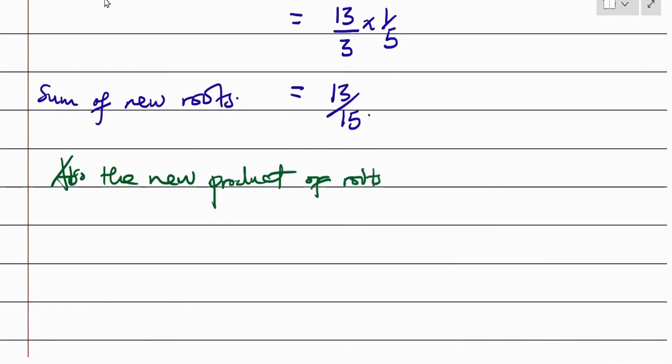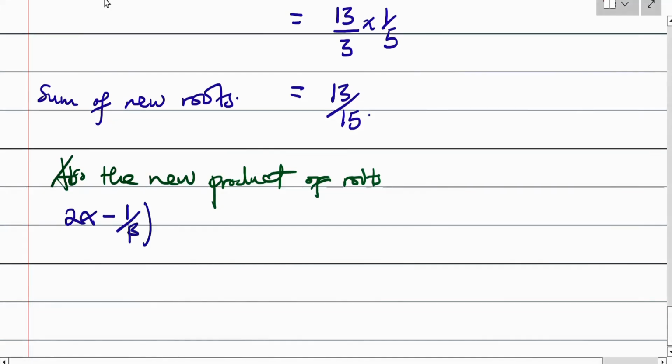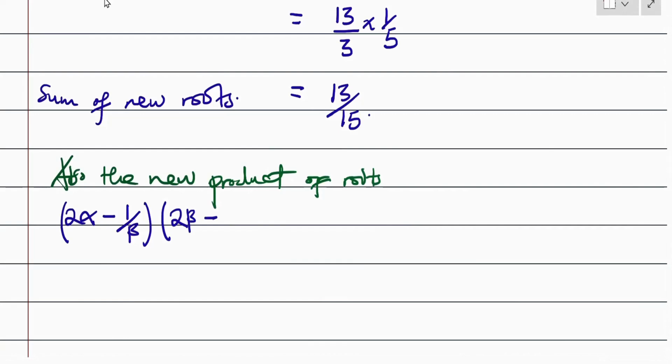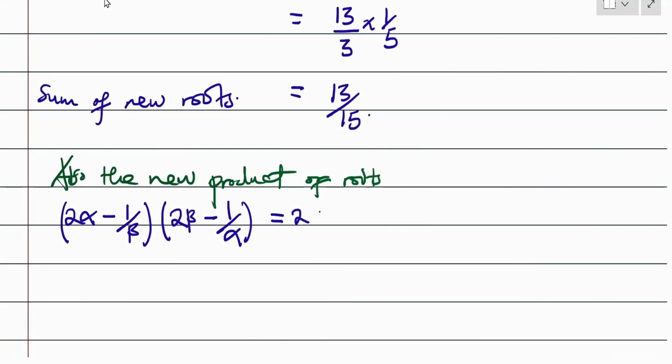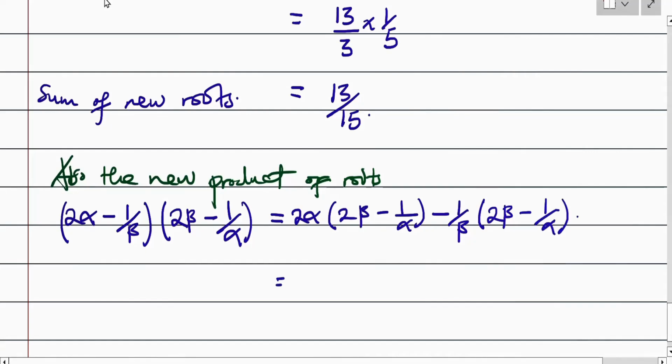Now the product of the new roots. We are going to have 2 alpha minus 1 out of beta, multiplying it with the other root, which is 2 beta minus 1 divided by alpha. So we are going to expand this expression: 2 alpha into 2 beta minus 1 divided by alpha, minus 1 out of beta multiplied by 2 beta minus 1 divided by alpha. So now we can simplify this further.